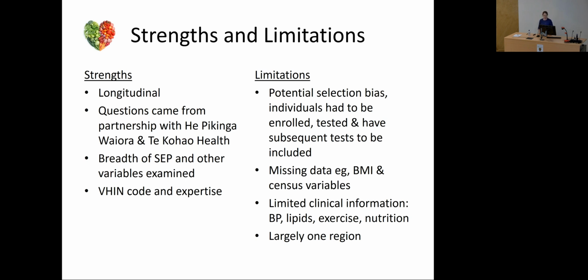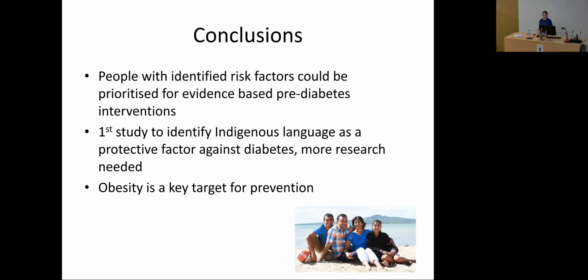So in conclusion, I think what we've shown is that some of these risk factors could be used if we wanted to prioritise pre-diabetes interventions to the groups with the highest rates of progression. And also this is the first study that's been able to identify Indigenous language as a protective factor against diabetes, pre-diabetes progression. So I think there's a lot of scope for more research there.